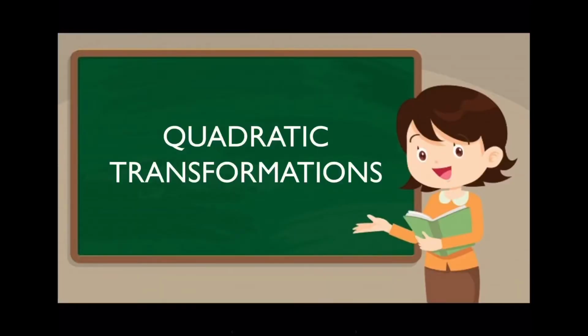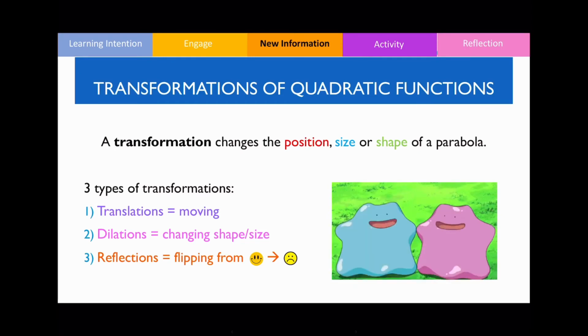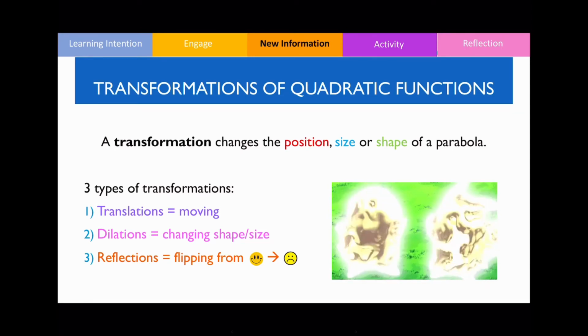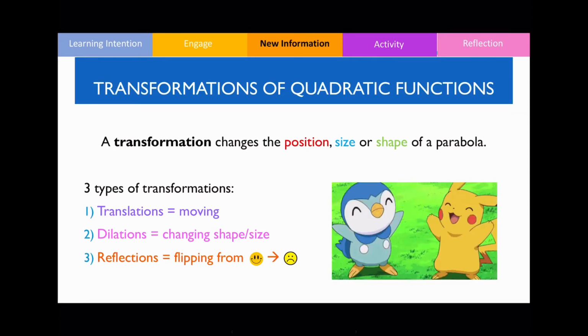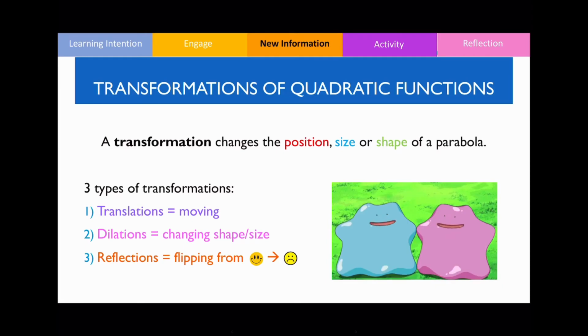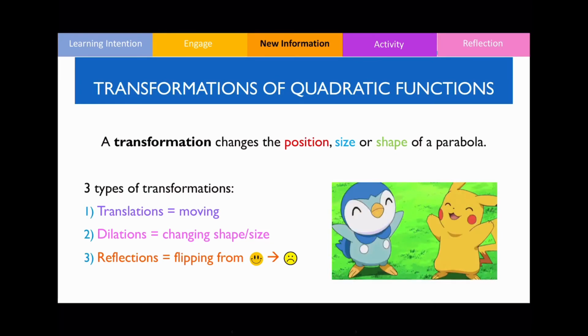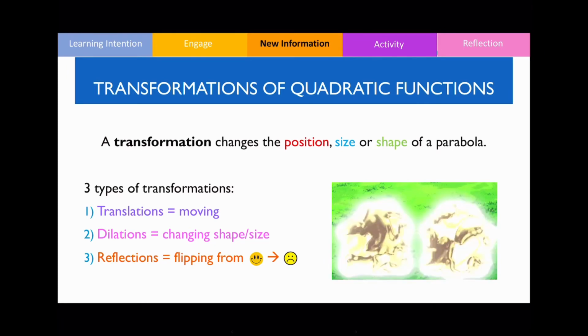Now that you know that, let's now look at what quadratic transformations are. So a transformation is where you can change the position, change the size, or change the shape of the actual parabola. And there are three main types of transformations that you need to be aware of. The first one is referred to as a translation. So a translation, or when you're translating, this means that you're actually moving or you're shifting the parabola either horizontally or vertically along the Cartesian plane.